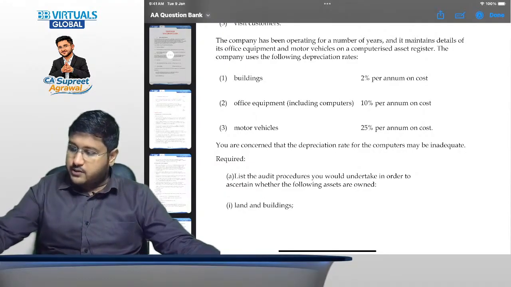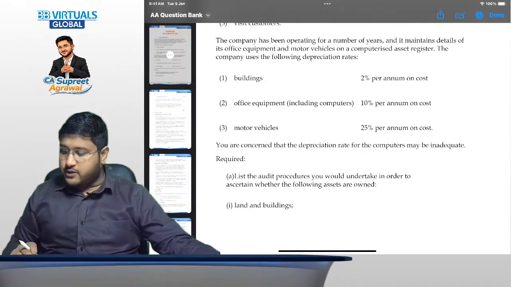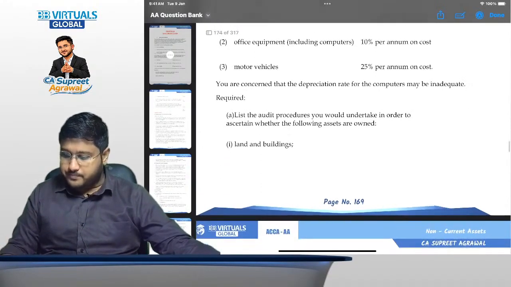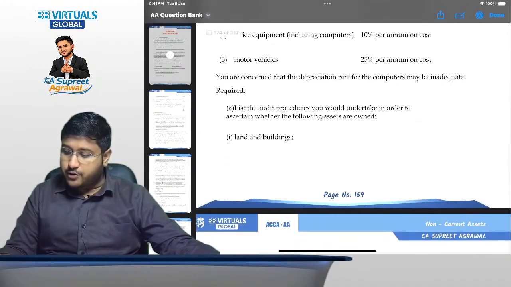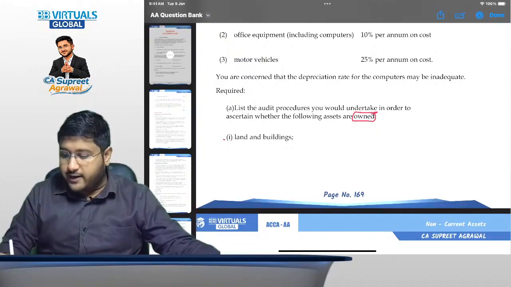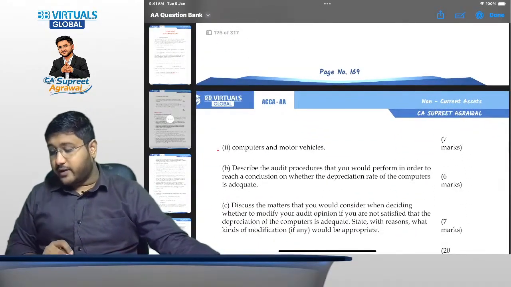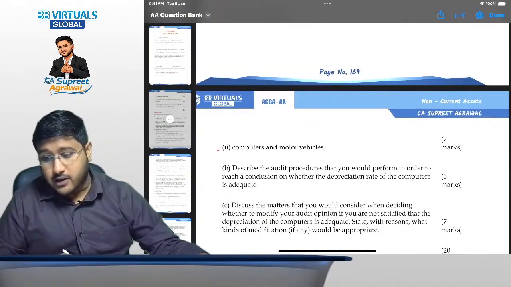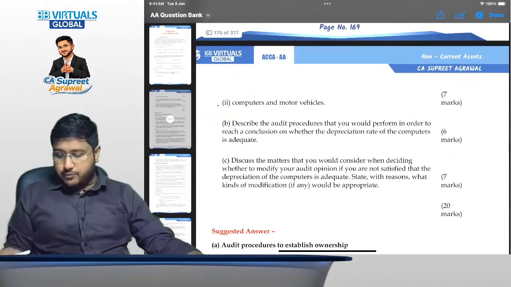Okay, now list the audit procedures. List the audit procedures you would undertake in order to ascertain whether the following assets are owned or not, right? So land and buildings, then computer and motor vehicles. How will you ensure that whether those assets are owned or not? Then let's read the other questions also.